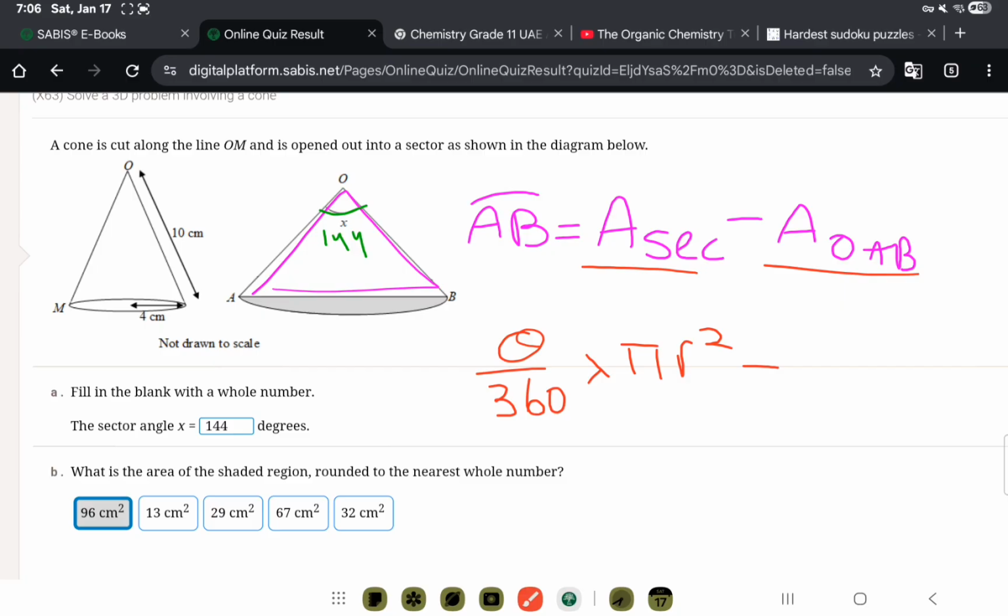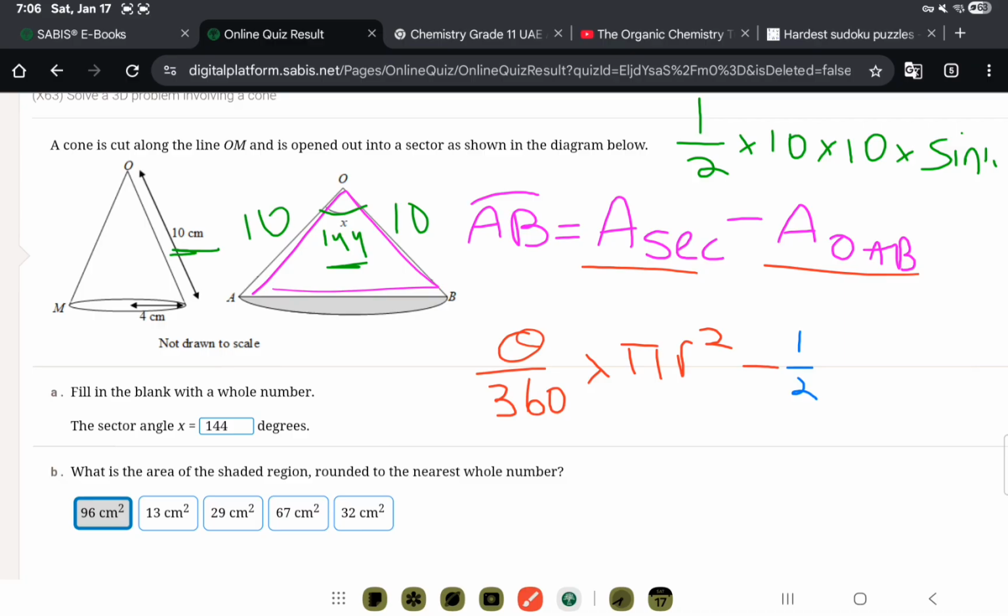Now, what is the area of a triangle when you have an angle? Easy. Just do 1 over 2. This is 10 and this is 10 as found here. So 1 over 2 times 10 times 10 times sine 144. I'm just going to write 1 over 2, 10 squared, sine 144. Our angle here is 144.